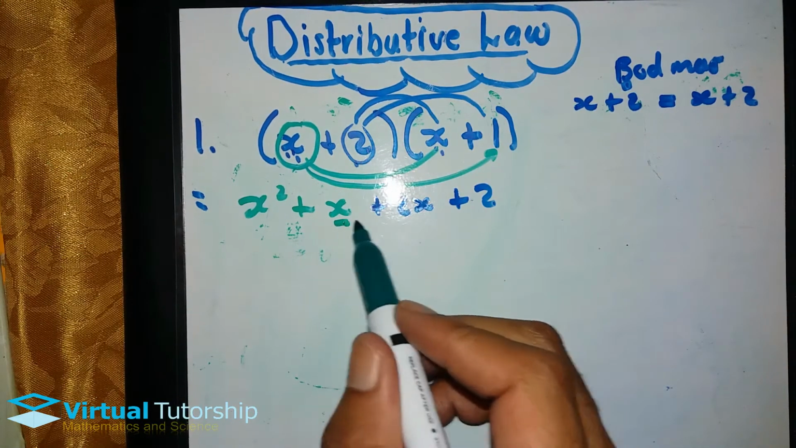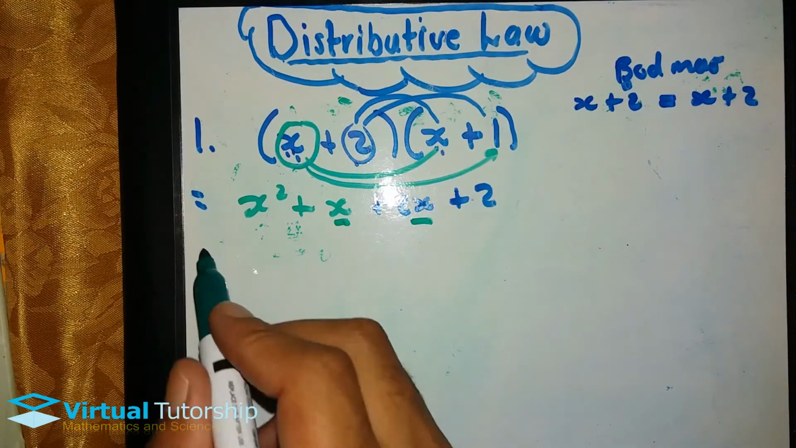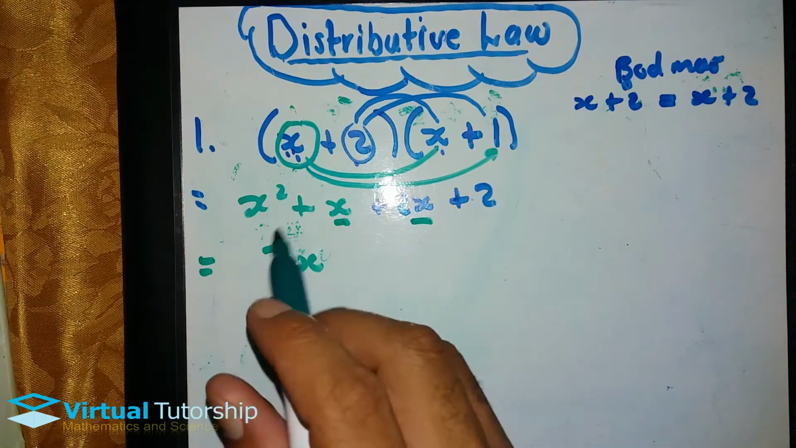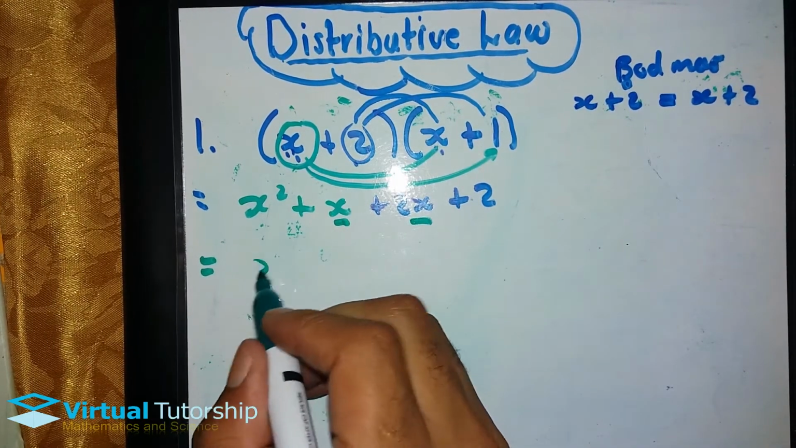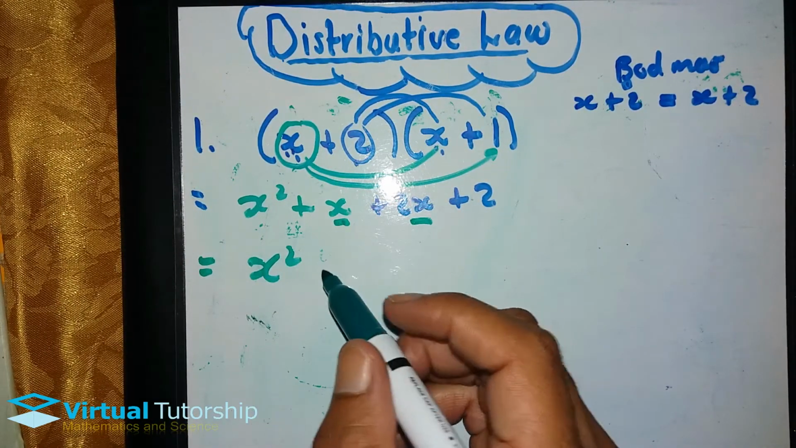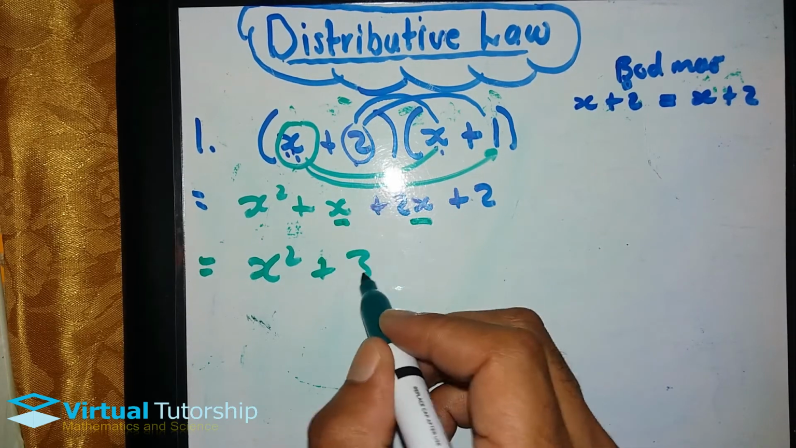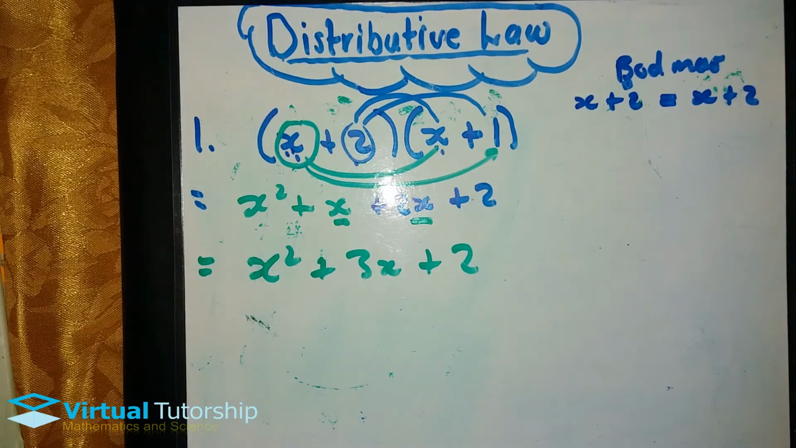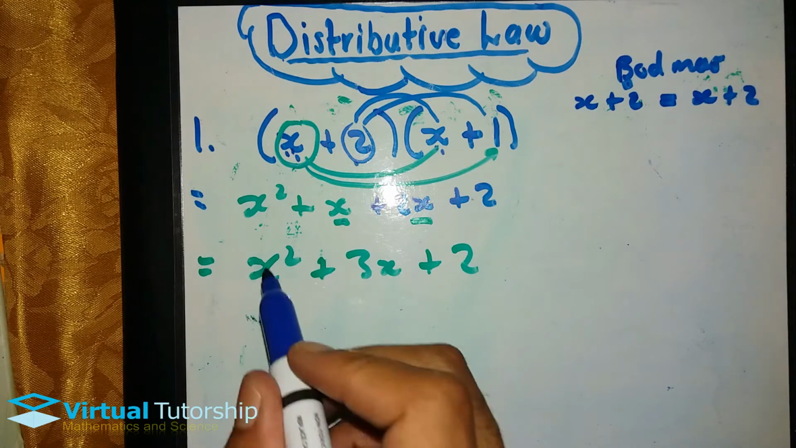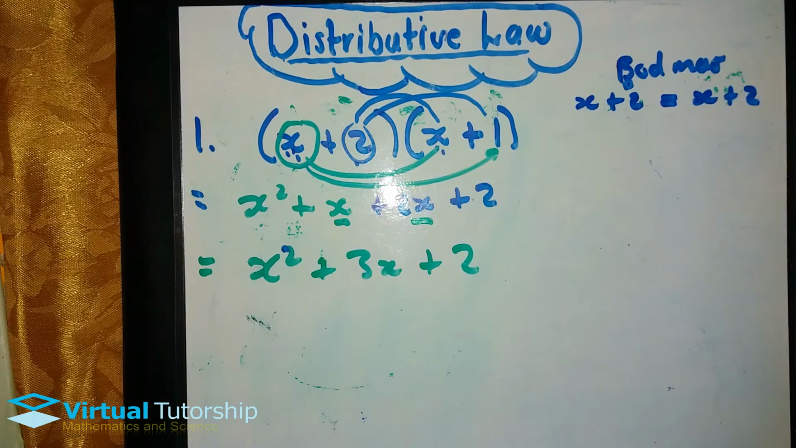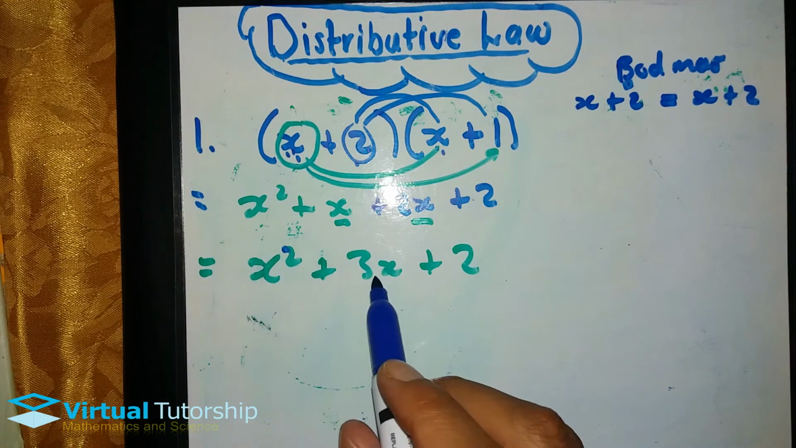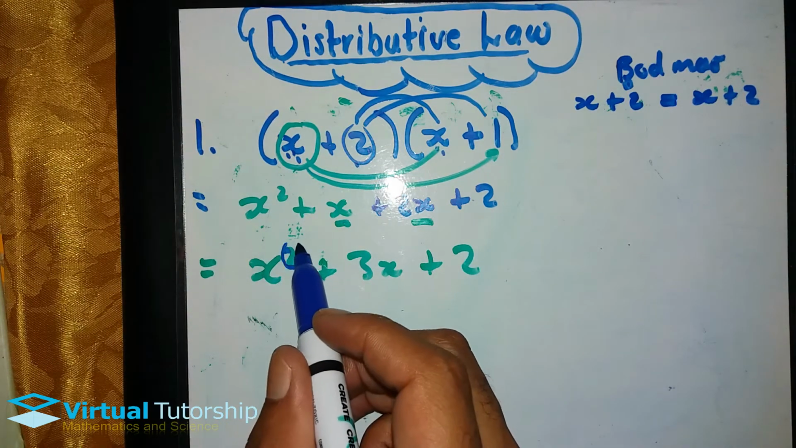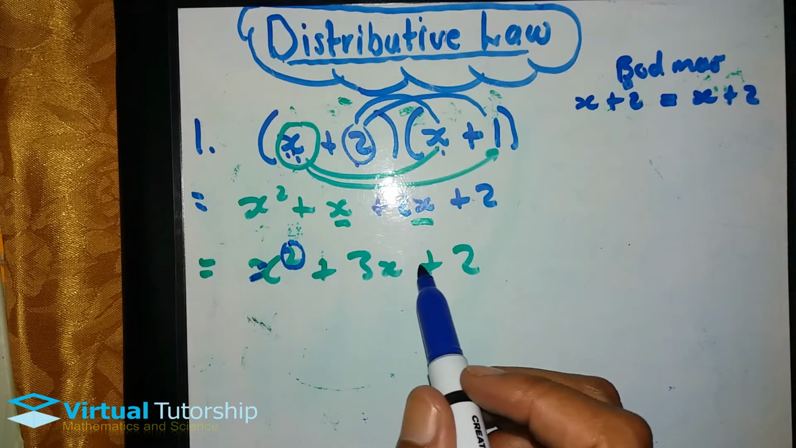So check out, this x and this 2x are like terms. So adding them I get 3x. This x squared, let us start with it. This x squared has no like term, so this one we added and got 3x, and then this 2 has no like term. So look, when I add here I get x squared plus 3x plus 2. So it's always a good idea to write your terms in descending powers.